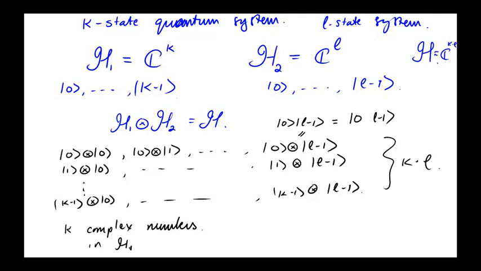How many parameters would you need if you were just to describe a state in your second system? Well, you need exactly L complex numbers to describe a state in your second system. But now if you put them together, if you call your system the union of your first and second quantum system, then you need k times L complex numbers.